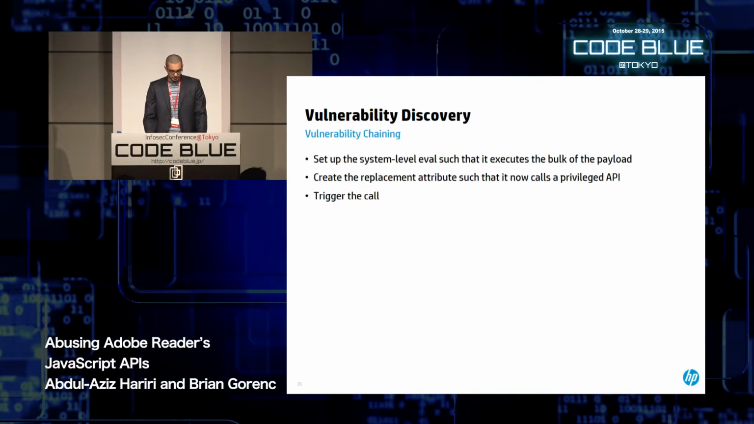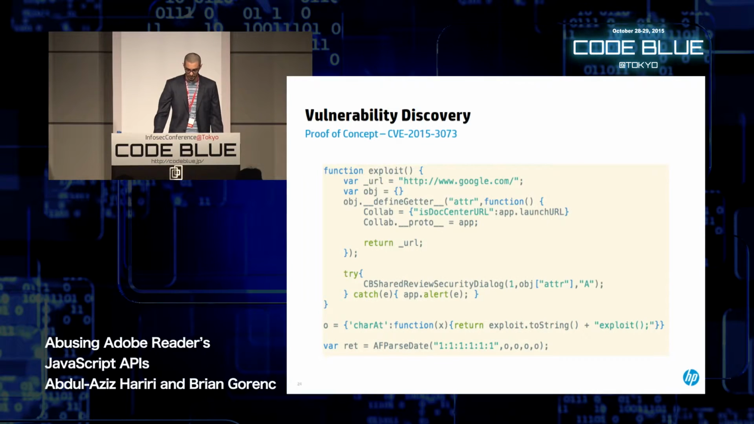All right. So if we want to chain all this together, we have to find an eval that allows us to gain execution inside the root context. The second step is to find a trusted function and hijack a method that lies inside this privilege block. And finally, we have to trigger the call. So putting this all together, this is how it looks.